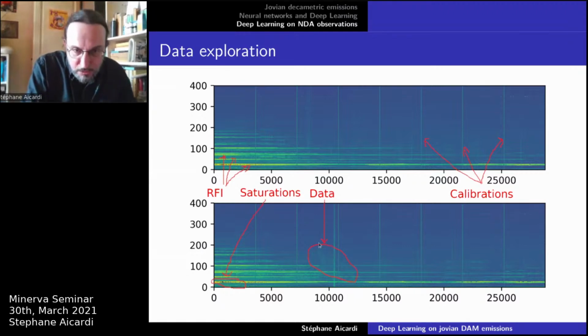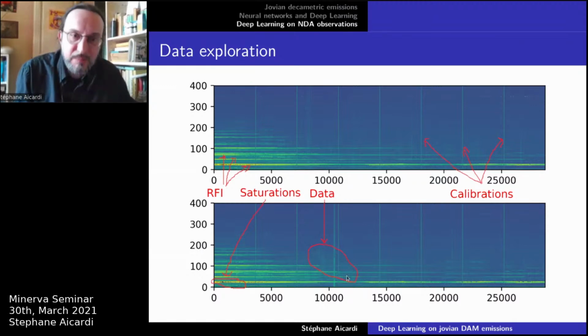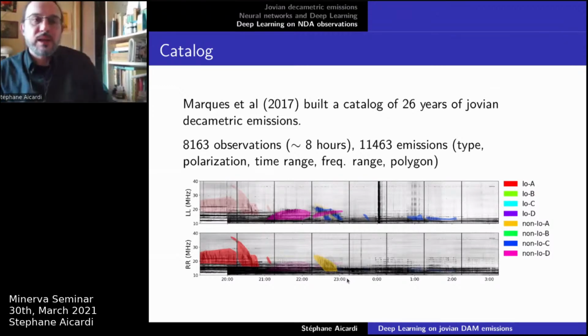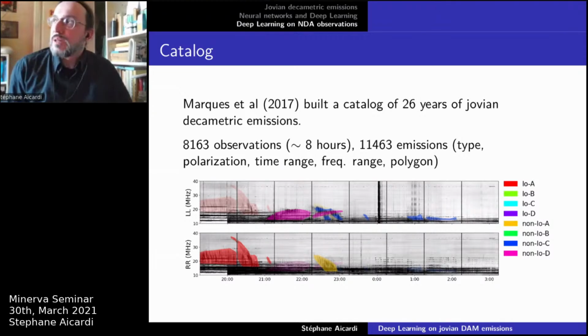And if you look closely, here is the data of interest. It seems to be really hidden in the dynamic. Now let me present the catalog, which was built by Manilo Marquez. It used the 20 years of observation by the Nançay decametric array with the routine receiver.